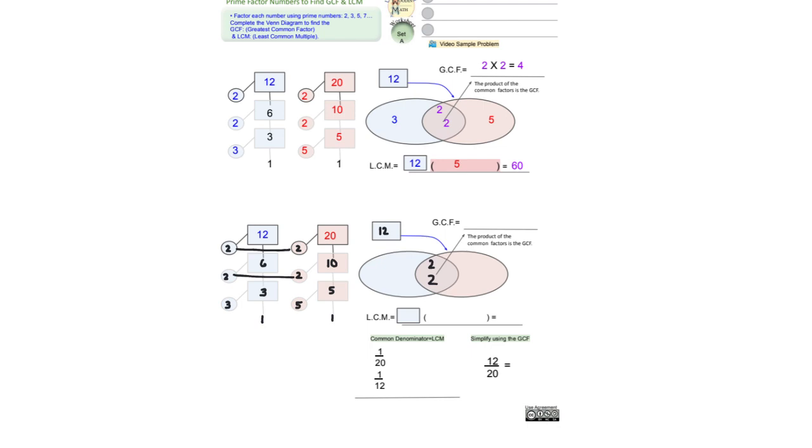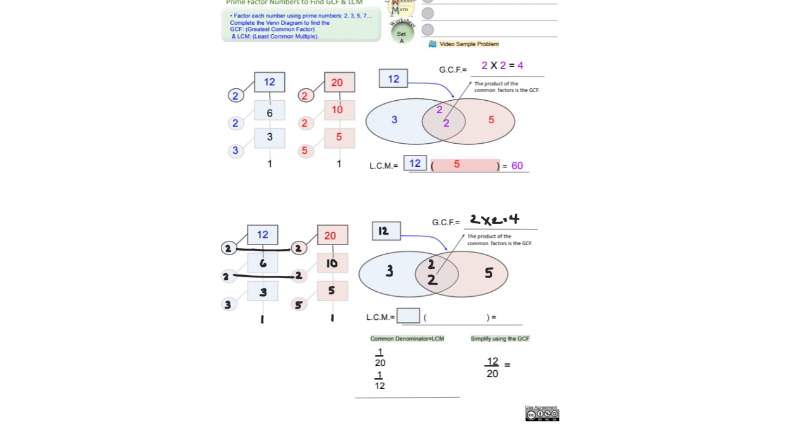And then what do they have that is non-common? All right, so 12 also has a 3. And 20 has a 5. Okay, so now to find the greatest common factor, well, let's think about it. What do they have in common? They have 2 2s. You multiply those. So 2 times 2 equals 4. That is the greatest common factor, the largest building block common to both 12 and 20.